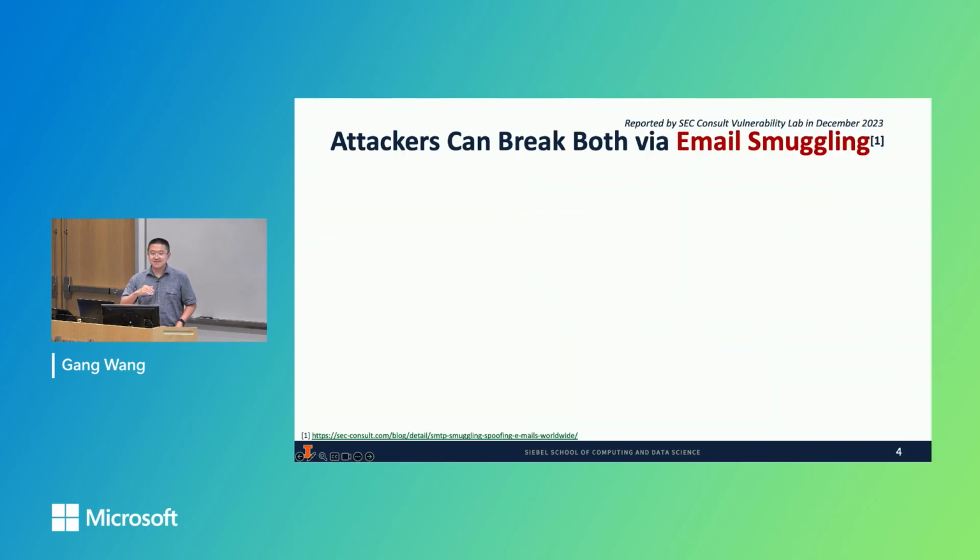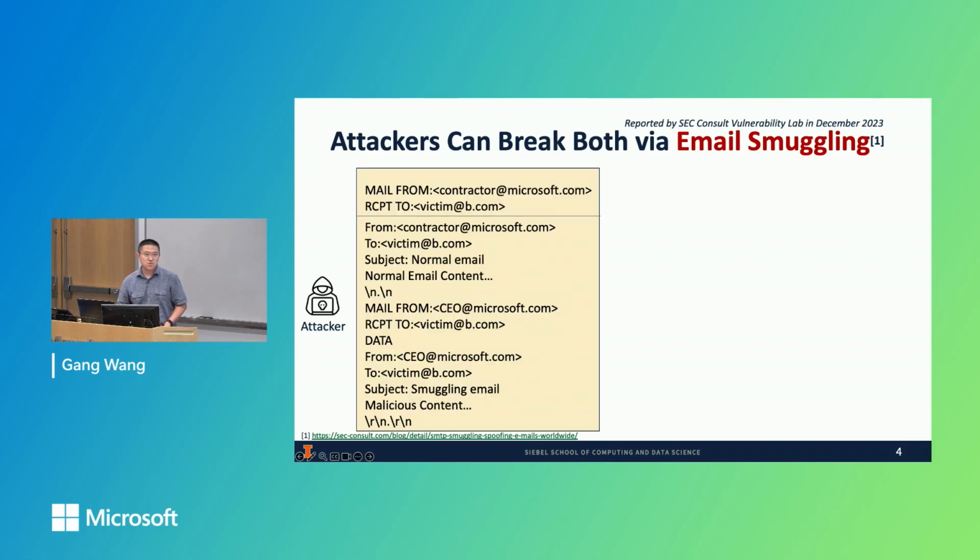But unfortunately, there are new attacks that keep breaking those assumptions. In fact, in 2023, there was an attack called SMTP smuggling that breaks both of the scenarios. So let's see how it works. Let's start with the first scenario, where the attacker has a legitimate Microsoft account, let's say a contractor, so they can craft an email like this.